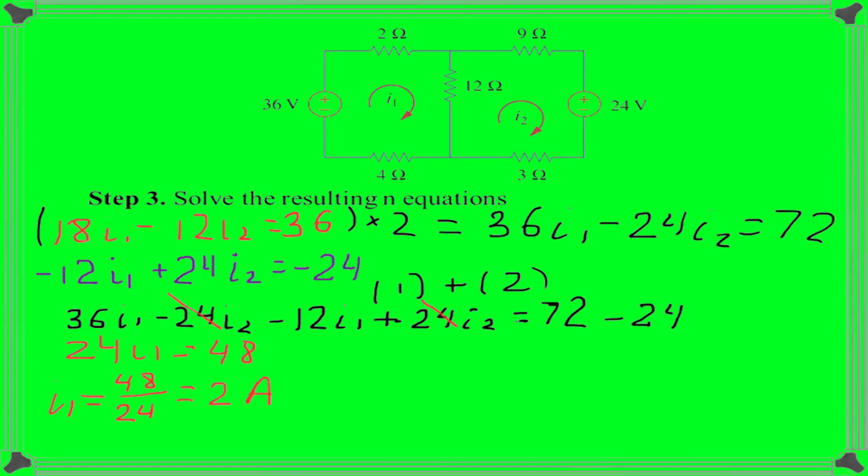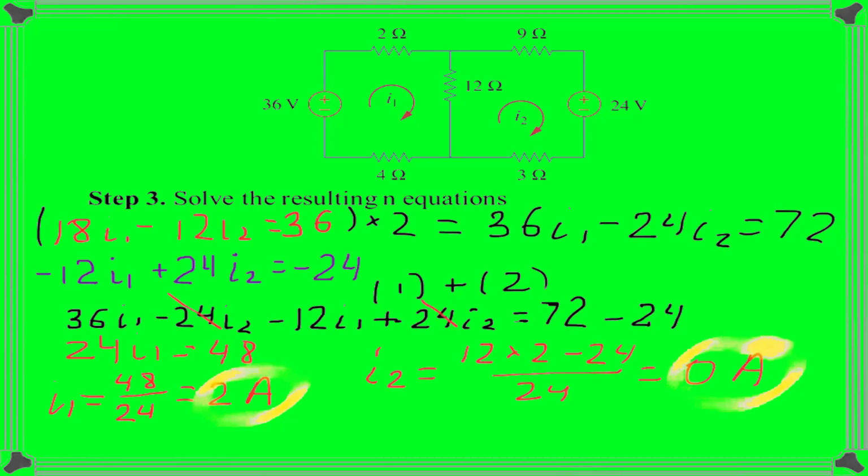If we already know I1, we can substitute this to the first or to the second equation and easily find I2. For example, I can substitute it into the second equation, and that gives us that I2 will be 12 times I1, so 12 times 2 minus 24 over 24, which actually gives us the current I2 equals to 0. So these are two answers. We found two mesh currents. I1 is 2 amps and I2 is 0 amps.